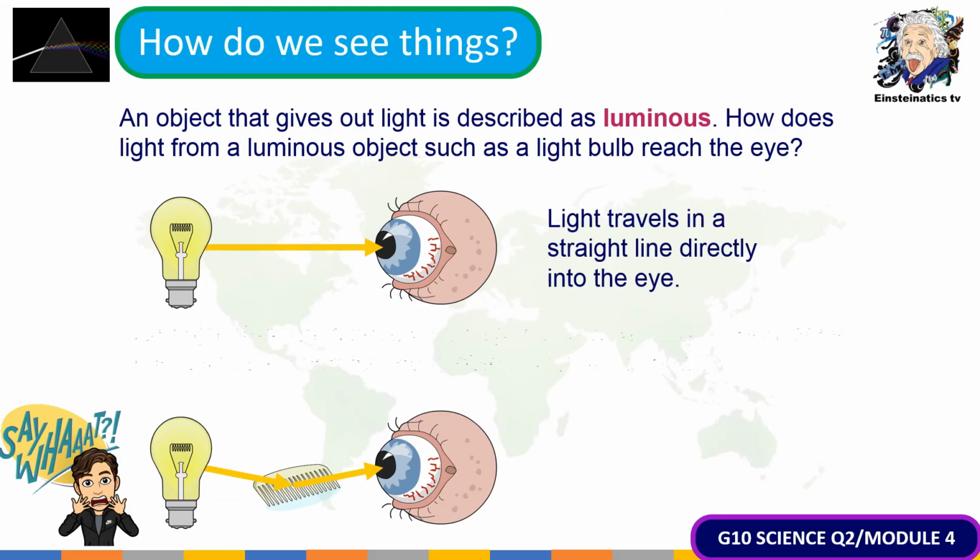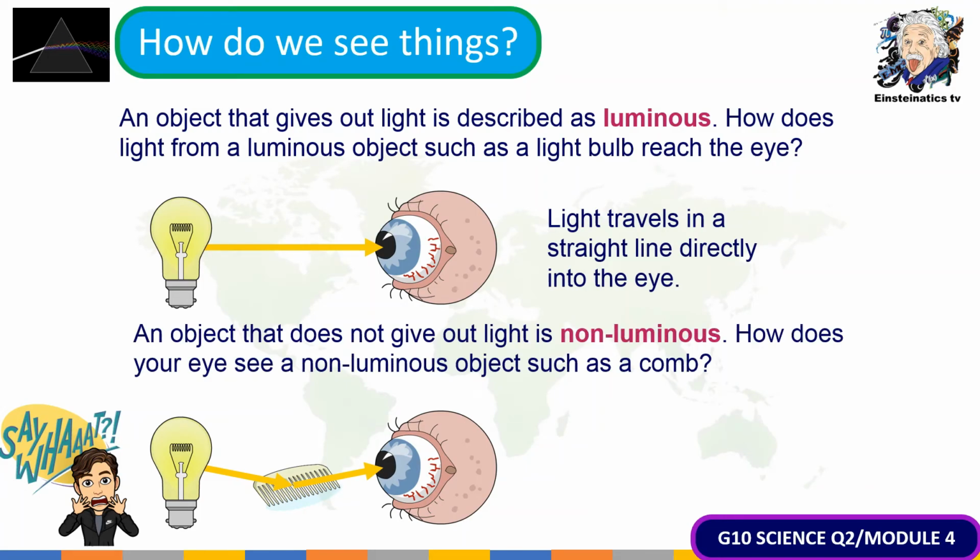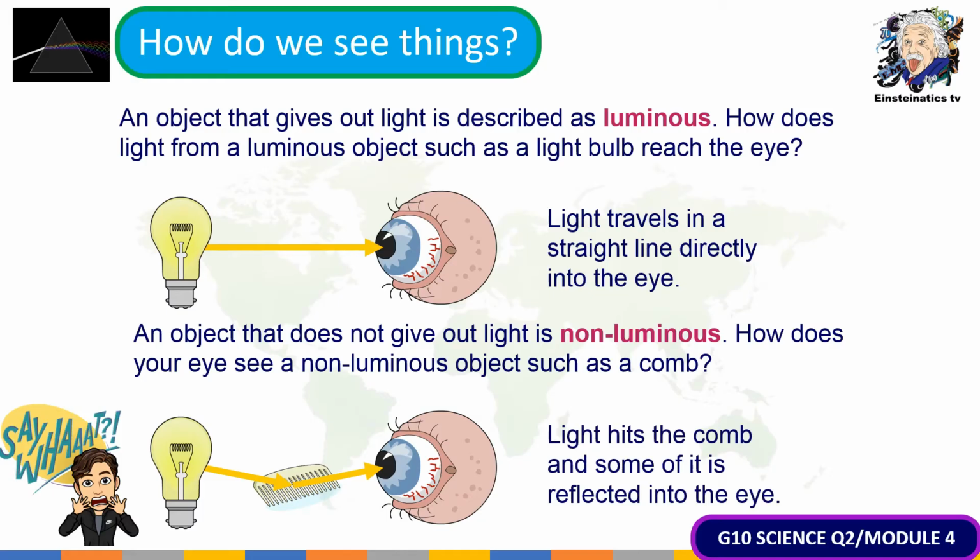Now, in terms of those objects that do not give out light, they are known as non-luminous. And in order for us to see a non-luminous object, light must hit the non-luminous object and it must be reflected into our eye.